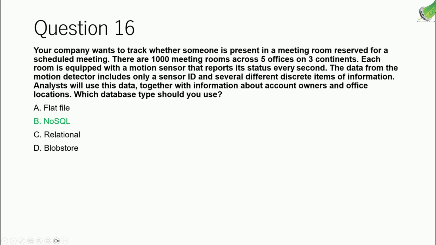Finally, option D, a blob store like Google Cloud Storage, is also incorrect. Blob storage is designed for storing large, unstructured binary objects, or blobs, like images, videos, and backups. It is not a database and is not designed for storing and querying small, structured records at a high frequency. Therefore, the only database type that meets all the high throughput and scalability requirements is B, NoSQL.